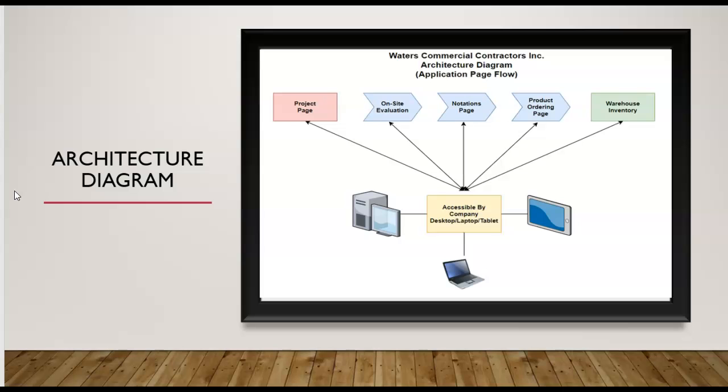Now for the architecture diagram, this is basically showing the pages of the application. So project page, on-site evaluation page, notations page, product ordering page, warehouse inventory page. It's showing that it all connects to the accessible devices by the company, the desktops, the laptops, and the tablets. So it's just essentially showing the progression of the application.